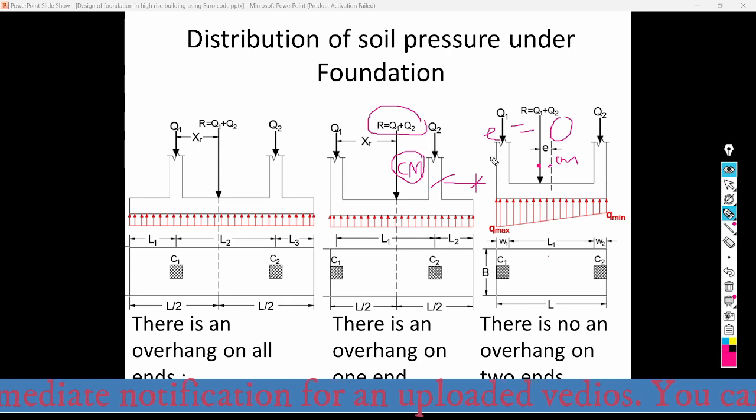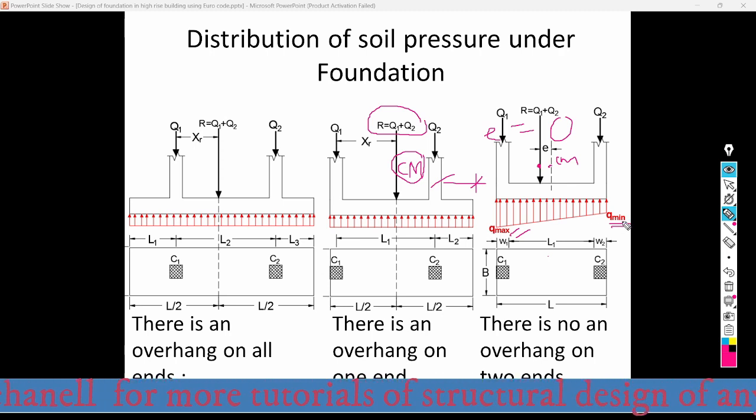So in the direction where there is an eccentricity, there will be maximum soil pressure. So there will be a significant variable linear soil pressure distribution in this condition. There will be Q min here and there will be Q max here. So how can we calculate Q max and Q min?